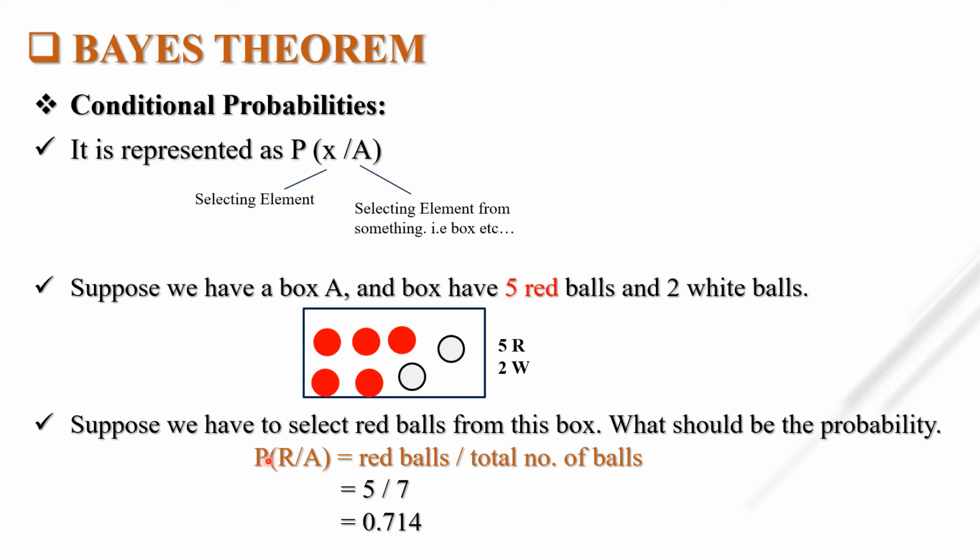For that we have to mention the conditional probability formula, that is P of R given A, where R is the red ball we are going to collect, and A is the box from where we are going to collect that particular ball. So it is represented as red balls divided by the total number of balls in the box. Red balls are 5 in total and the total number of balls in the box is 7. So the probability of selecting a red ball from the box is 0.714.